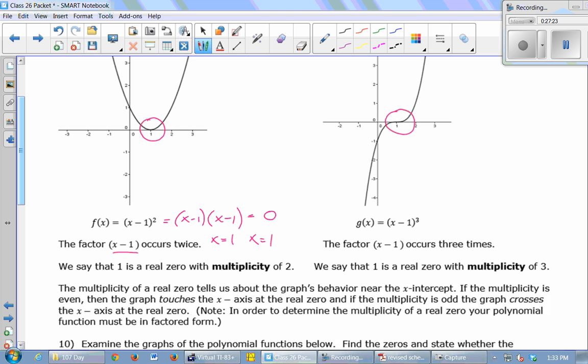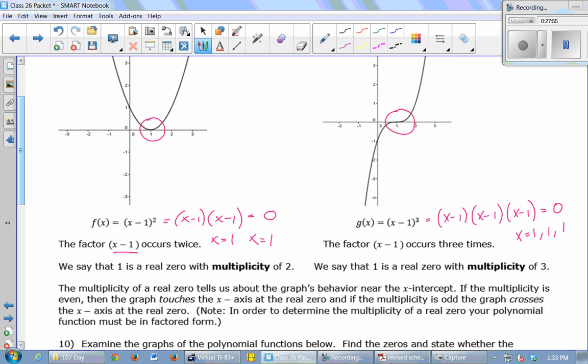Over here for g of x, x minus 1 is a factor 3 times. (x minus 1) cubed means (x minus 1) times (x minus 1) times (x minus 1). And if I was solving for the zeros, I would get x equals 1, 1, and 1. Set each factor to 0, so I get x equals 1 as a factor 3 times. x equals 1 is a 0 3 times. So that means that 1 is a 0 that has multiplicity 3.